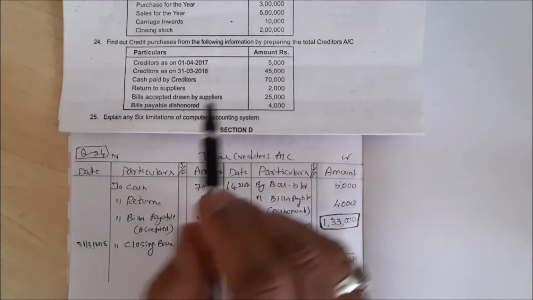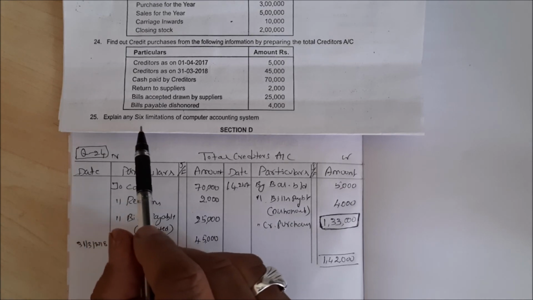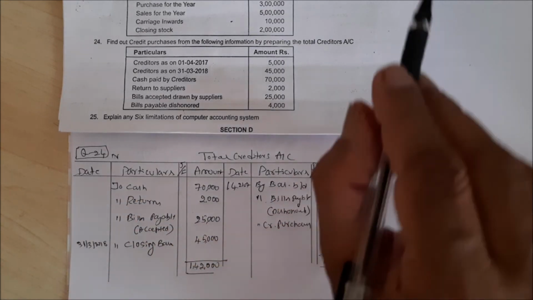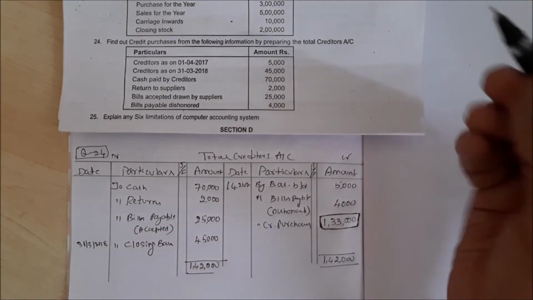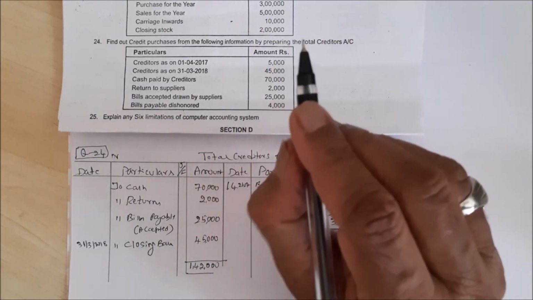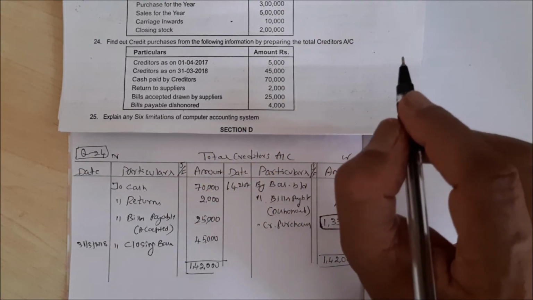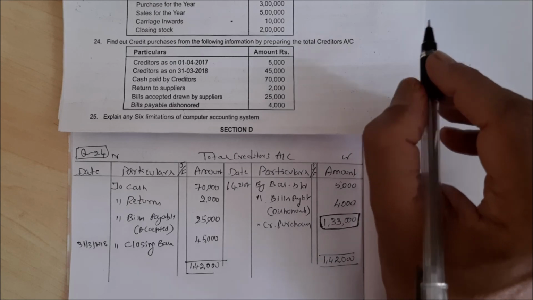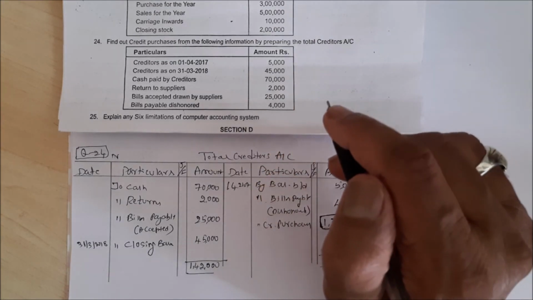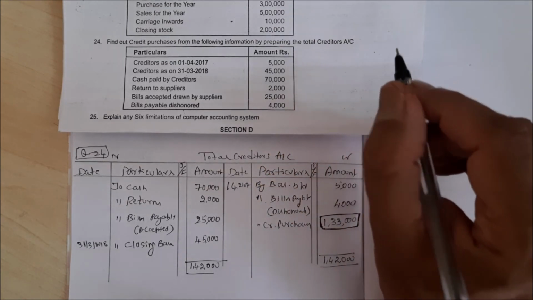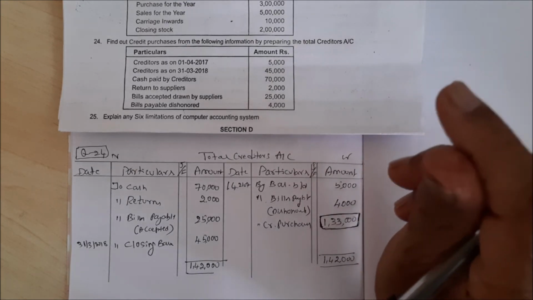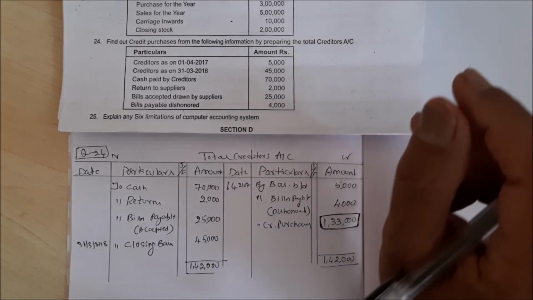Now we have finished all the problems of 2019. Whereas you have explain any 6 limitations of computer. All theory we will give you in the last, but we are working out all the question paper problems, right? So we have finished now 2019 6 marks question paper problems, right?